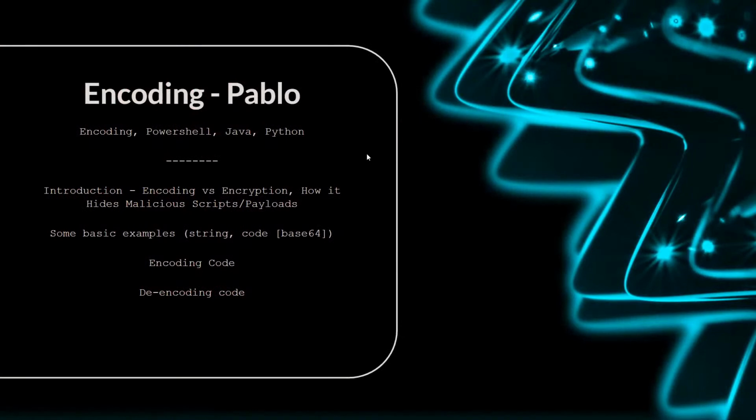So, just a quick little rundown. My name is Pablo, one of the content creator team. Today I will be covering encoding with PowerShell, Java, and Python. What I'm looking forward to talking about is an introduction of what encoding versus encryption is, and how it hides malicious scripts and payloads. And then I'll show you some basic examples that you guys can follow along, and some code that I've already pre-done, just so you don't have to do the whole math behind it. And then I'll be showing you encoding and decoding code.